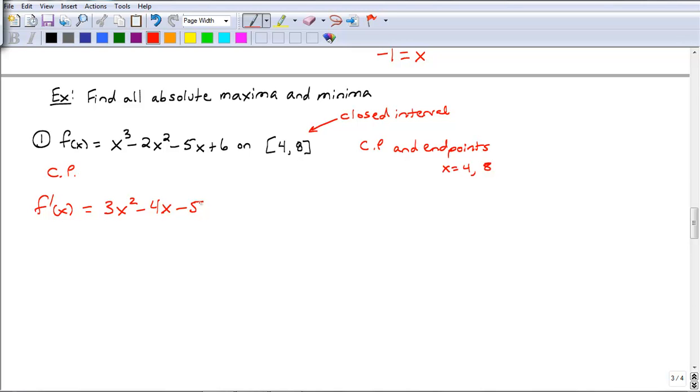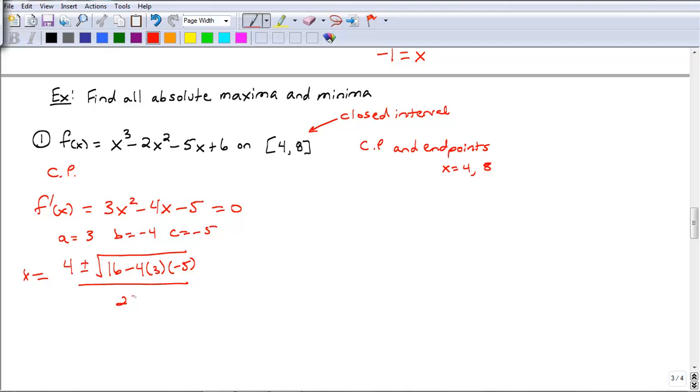That's my first derivative, and it's defined everywhere. So I only have to worry about where this thing equals 0. Lots of ways to solve it. I'm going to use the quadratic equation. So x is negative b, which is 4, plus or minus the square root of b squared, which is 16, minus 4 times a times c, all over 2 times a. That's 4 plus or minus the square root of 16 plus 60, over 6, which is 4 plus or minus the square root of 76 over 6.